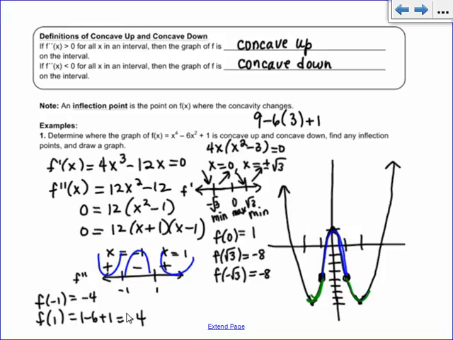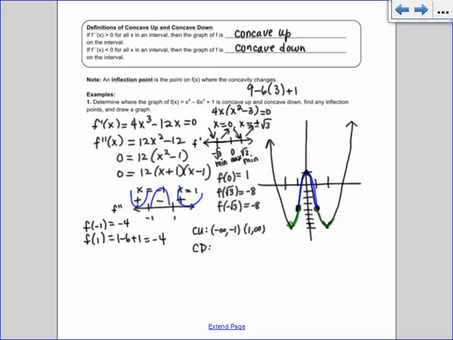All right, so if I was answering all these questions, it's concave up on the interval negative infinity to negative 1, and then again from 1 to infinity. It's concave down from negative 1 to 1, and there are inflection points at negative 1, negative 4, and positive 1, negative 4 as well. Okay, so I answered all the questions. That's not an interval for the points.